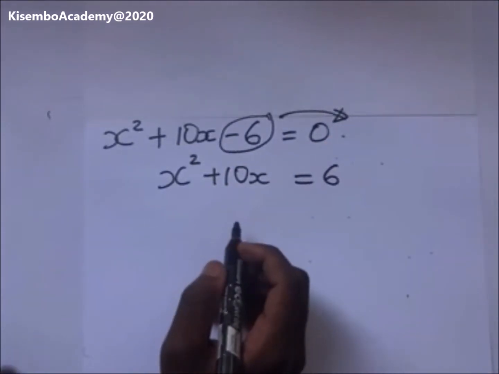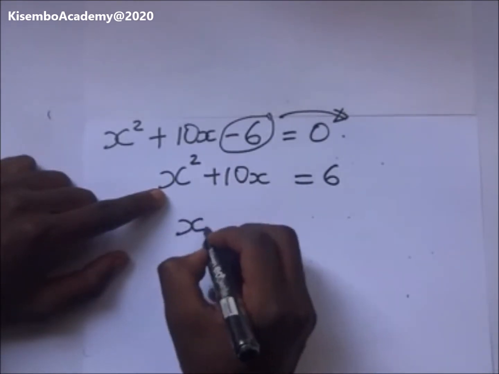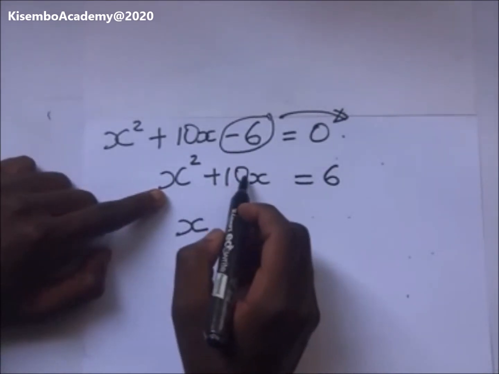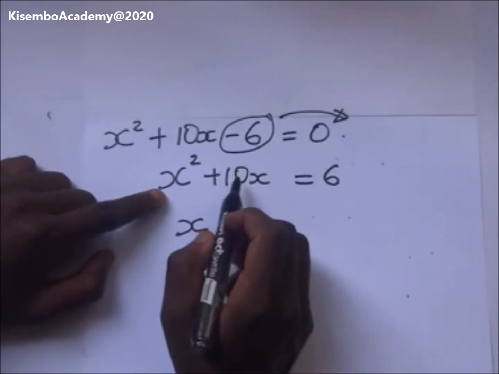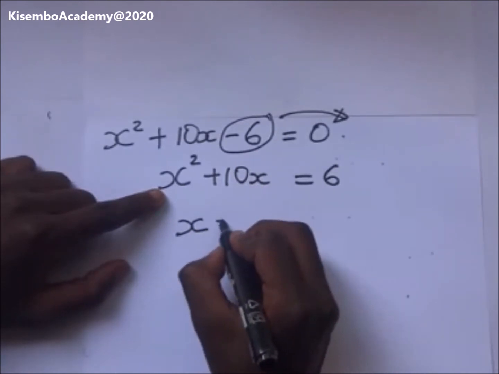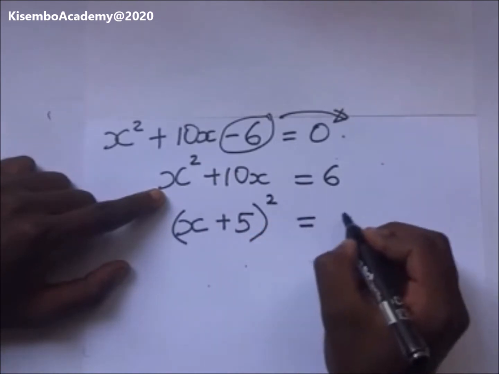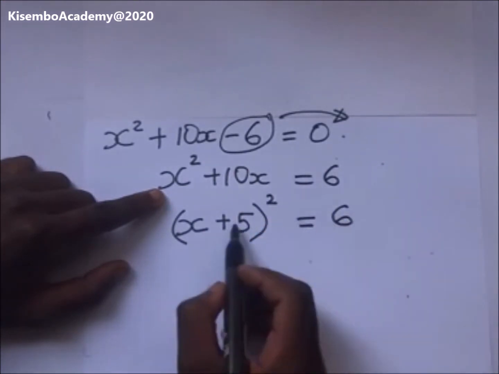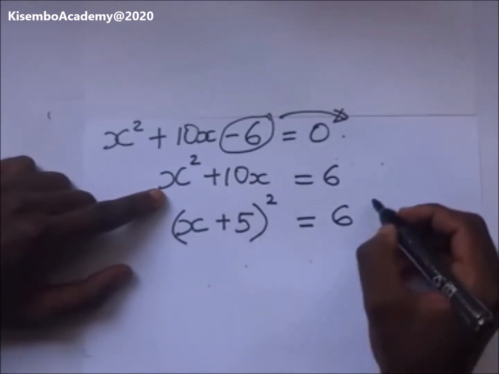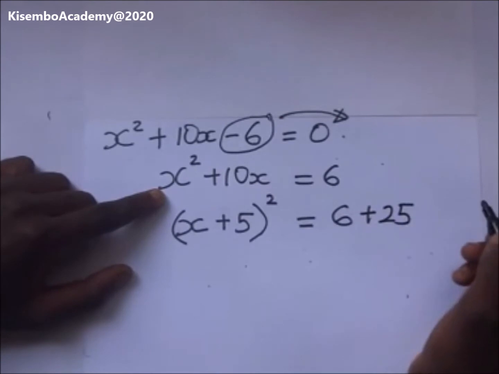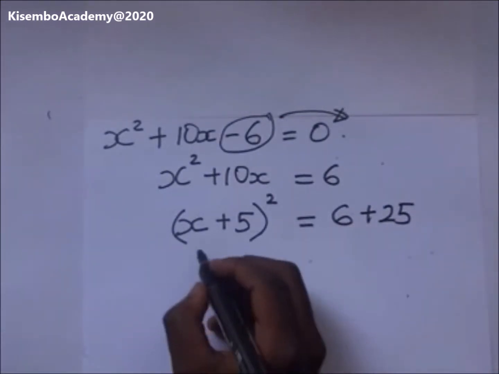So what we do here, we have 10x. So it's going to become x plus 10 divided by 2. Dividing this by 2 means you're going to get 5. So it's going to become plus 5, and this is going to be squared, is going to be equal to 6. Then 6 plus, you square this. What is 5 times 5? 5 times 5 is 25. So it's going to be plus 25. So you've completed squares. So the rest is obvious.